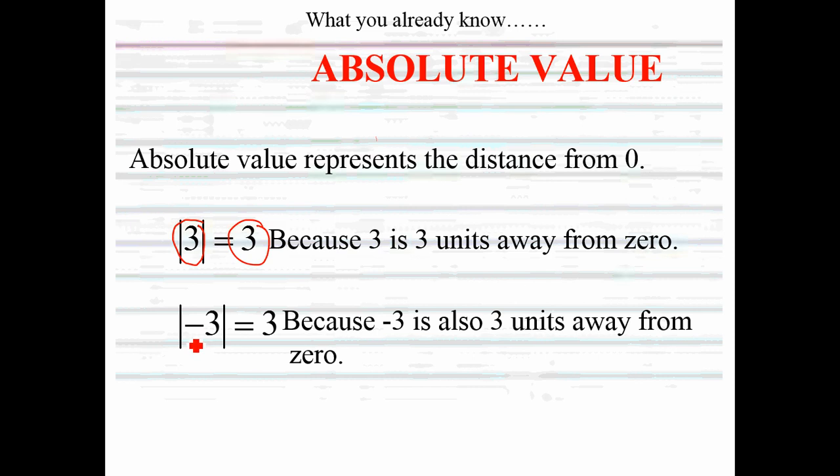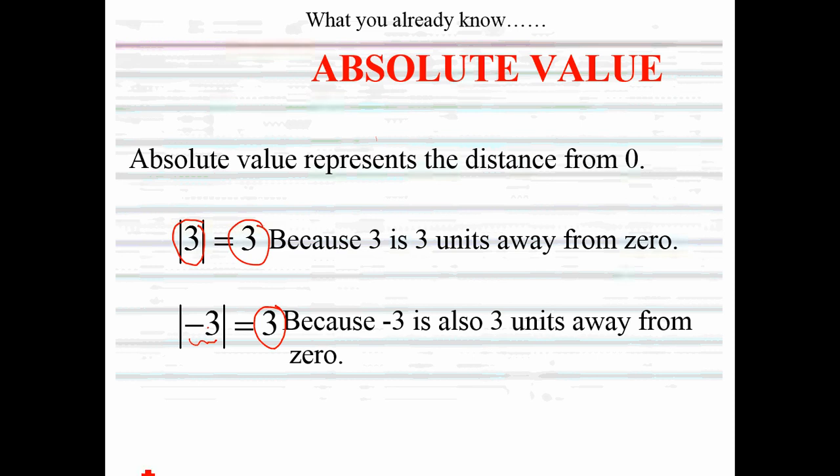But on the other side, you could have the absolute value of negative 3. Well, negative 3 is also 3 units away from 0, so its absolute value is also 3. When we're talking about absolute value, we're really talking about a distance away from 0. And that's why you would always hear people say an absolute value can't be negative, because you're talking about a distance.